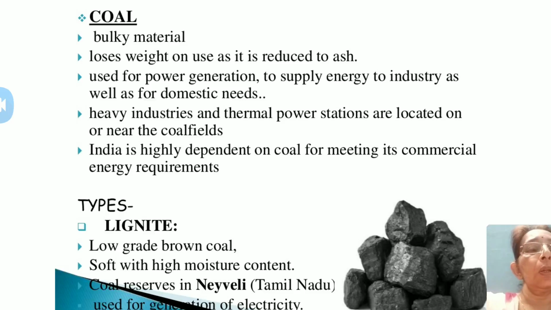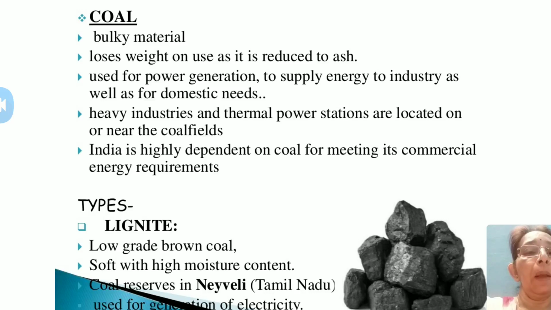Conventional energy resources: coal. Coal is one of the most important non-renewable energy resources. It is a bulky material that loses weight on use as it reduces to ash. It is used for power generation to supply energy to industry as well as for domestic need. Heavy industries and thermal power stations are located near the coal fields. India is highly dependent on coal for meeting its commercial energy requirements.